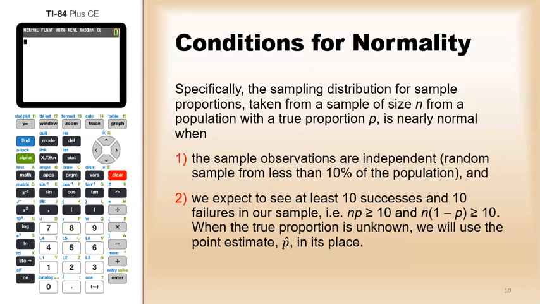When the true proportion is not known, or we don't have any guess for it, we'll use the point estimate, the sample proportion p hat, in its place.